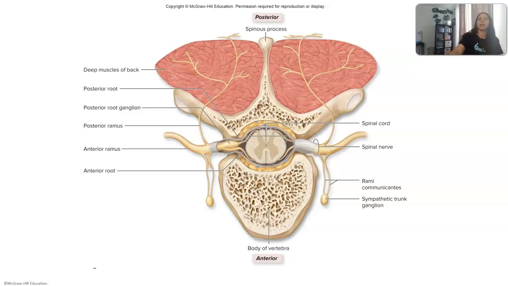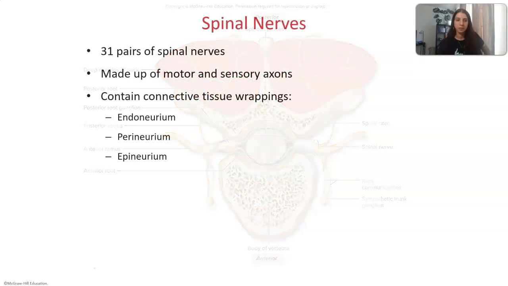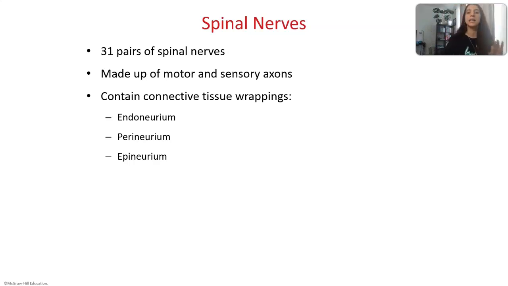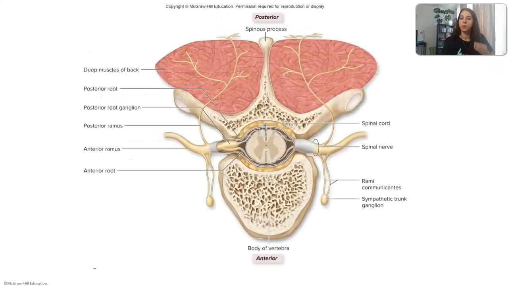So when we look at our spinal nerves, we have three connective tissue wrappings, just like we learned in chapter 14: endoneurium, perineurium, and epineurium, and that is from deep to superficial. And we use the same kind of naming mechanism that we used for our connective tissue covering in muscle. So again, we have this spinal nerve here.